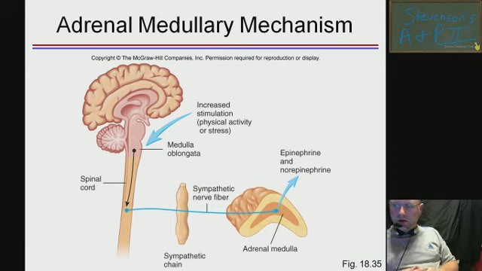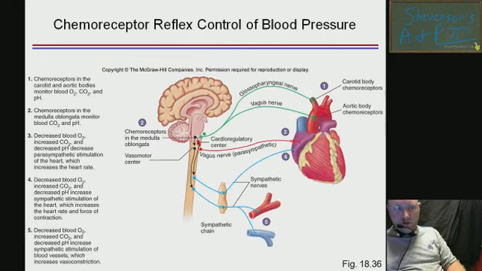Okay, the adrenal medullary mechanism. The medulla oblongata is stimulated due to increased stimulation or physical activity, and it sends information through the sympathetic chain, through sympathetic nerve fibers, to the adrenal gland, which kicks out epinephrine and norepinephrine, and that's going to speed up the circulatory system.